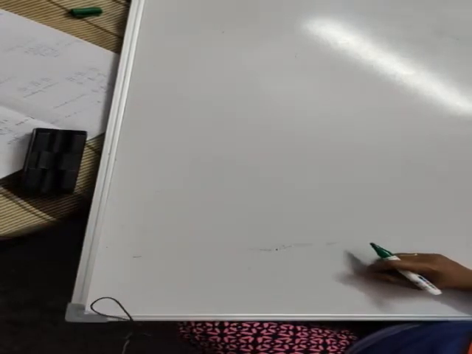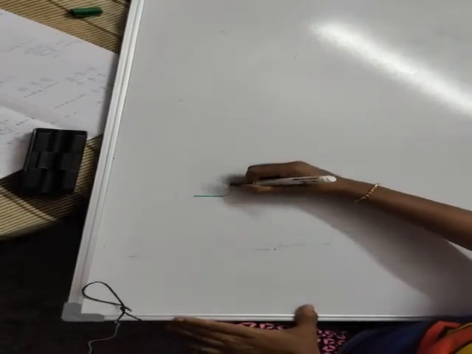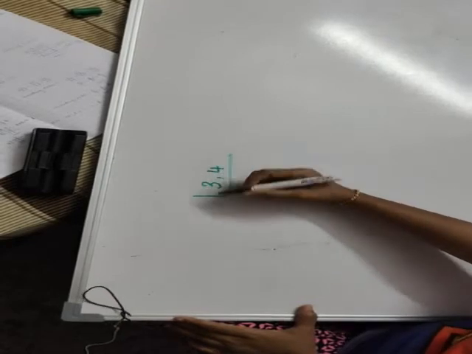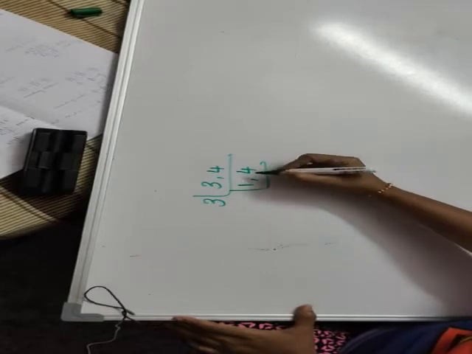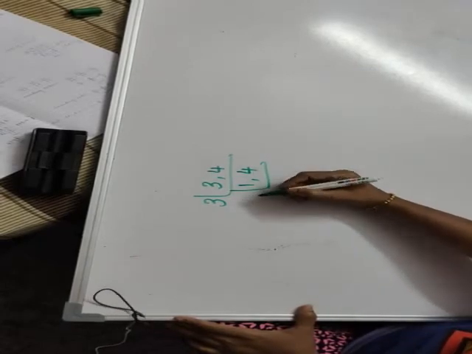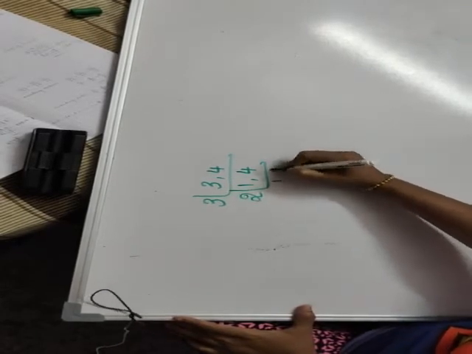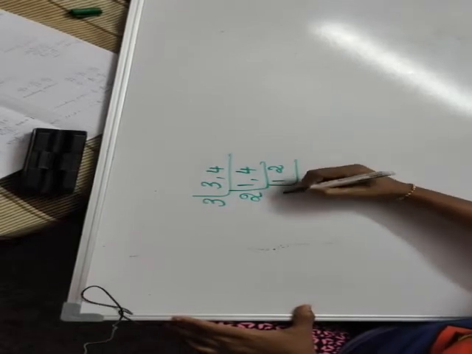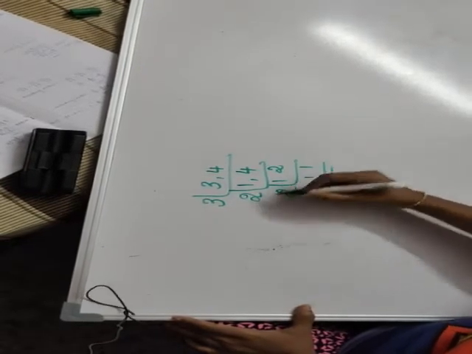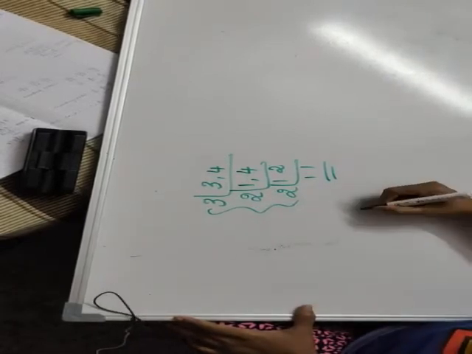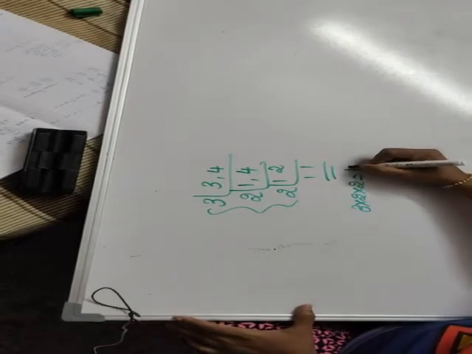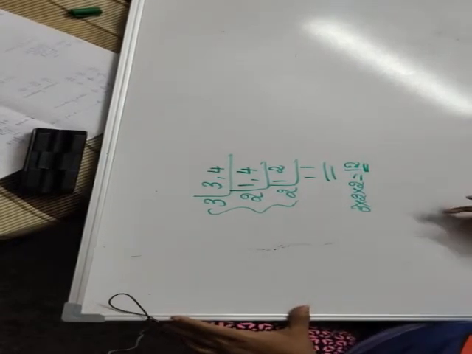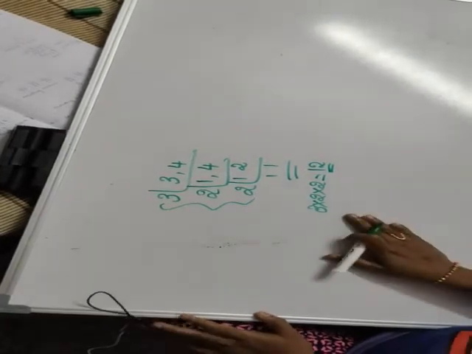So the LCM of 3 and 4. How to get it? See, 3 and 4. 3 is a prime number, so divide by 3. 4 you write as it is. Now 4 again cannot be divided by 4, because 4 is not a prime number. Divide by 2. Now these numbers you have to multiply. That is the LCM: 3 into 2 into 2. 3 2s are 6, 6 2s are 12. See, you have got the same LCM, isn't it? So this way we have to find the LCM.